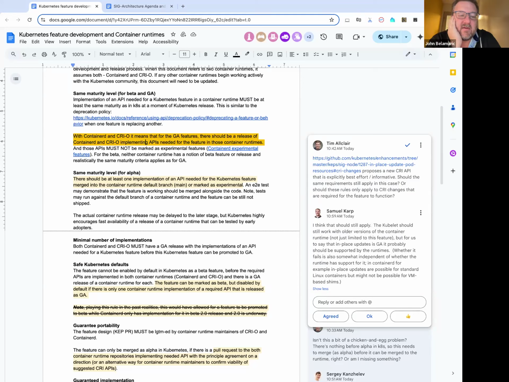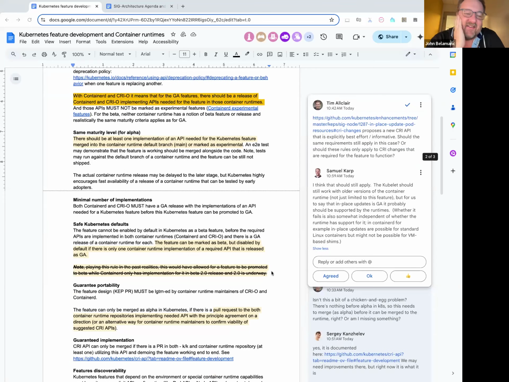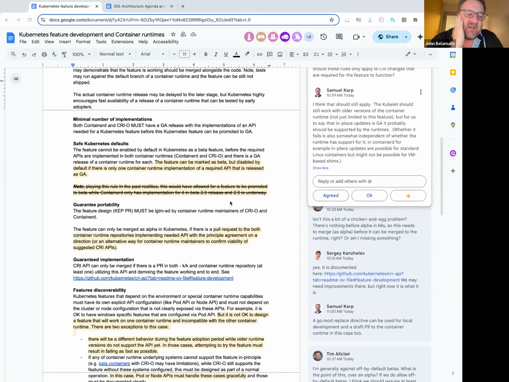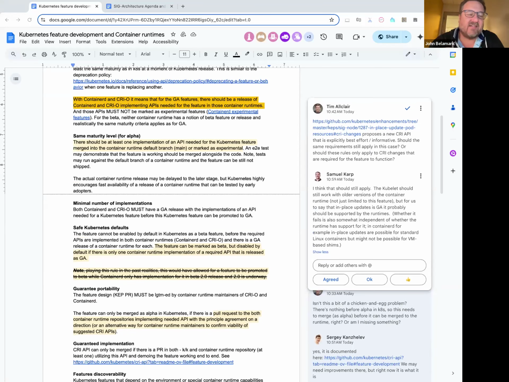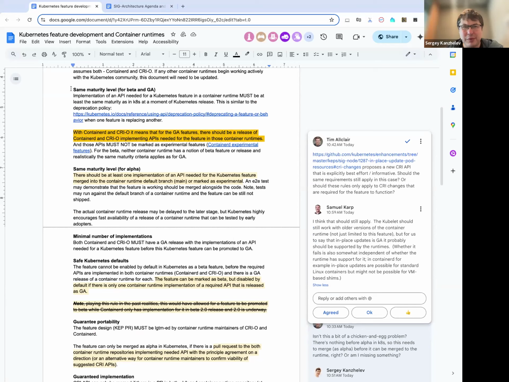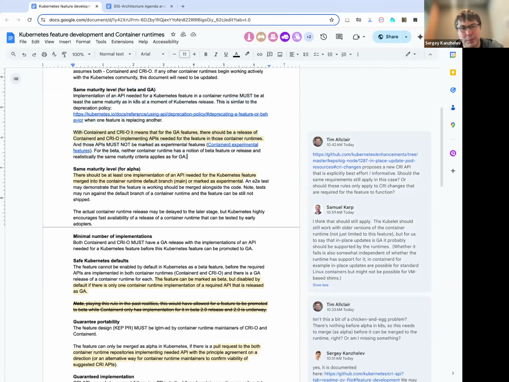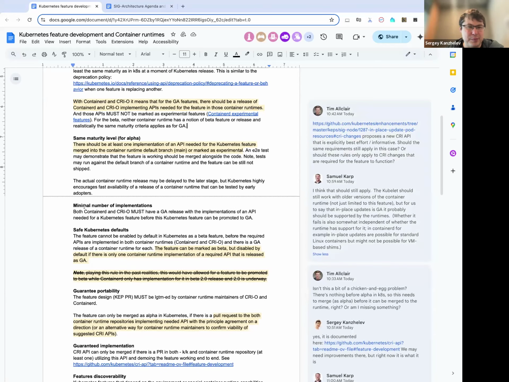I don't have a strong opinion. To me, it makes sense to be able to go beta not by default, but I saw Tim and Claire asking, what's the point? I'm just saying, pedantically, it sounded like there was an inconsistency in the document. No, I think it's not that. Same maturity level: I wrote it with one implementation in mind, and then the minimal number of implementations is just for GA. For GA, we require both to have already implemented.